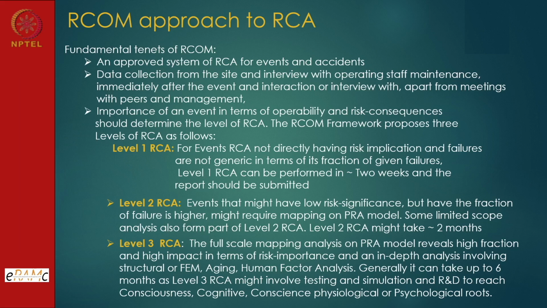Level 1 RCA. Level 1 RCA is where the importance of the event, in terms of fraction or risk significance, is very low, but it requires attention. It cannot be ignored. Like in IORM, in 2 weeks time, that means data collection, then we'll have some preliminary analysis, arranging the event in chronological order, and then whether we are able to identify human roots or 2-3 roots to follow up, and that is sufficient. So it takes 2 weeks time. So 90% of the events will fall in this category.